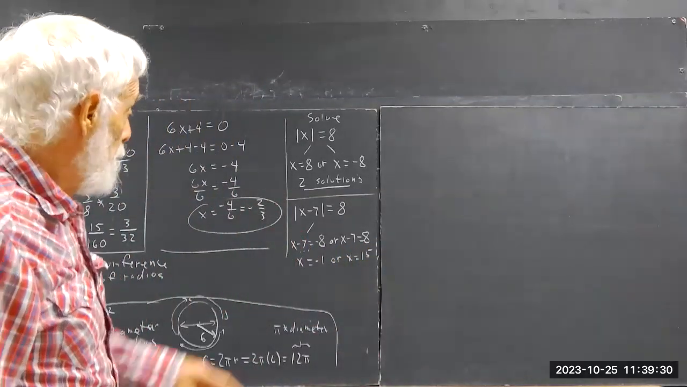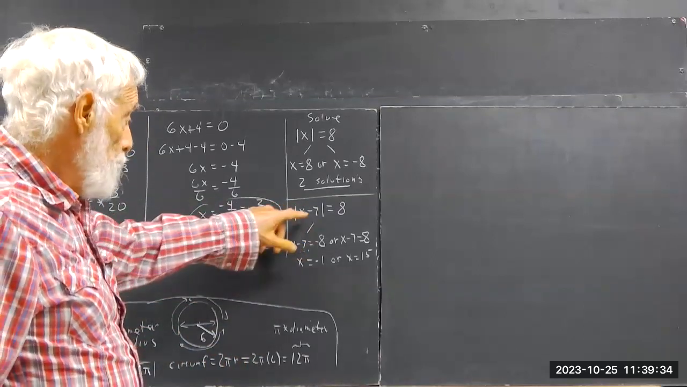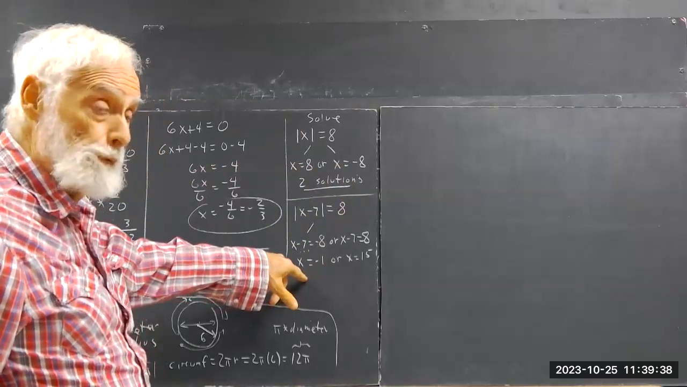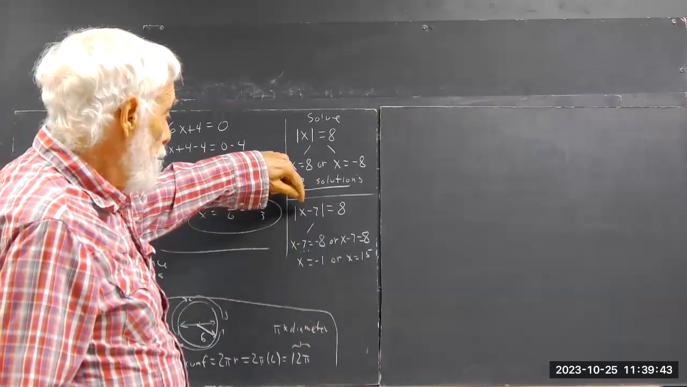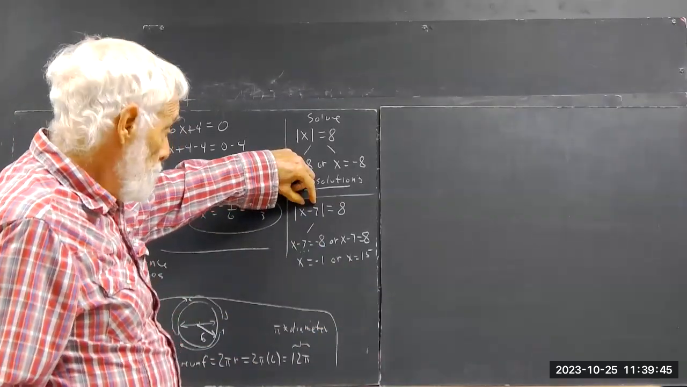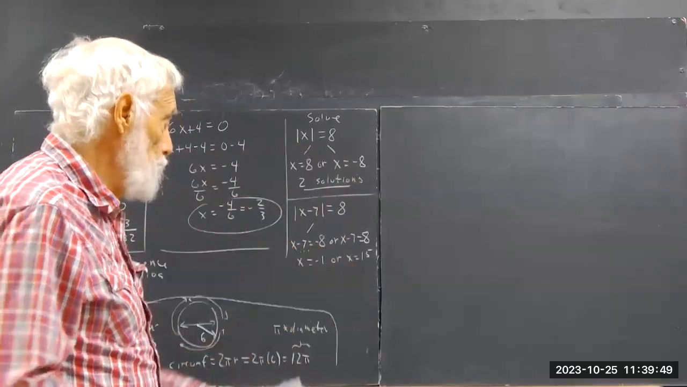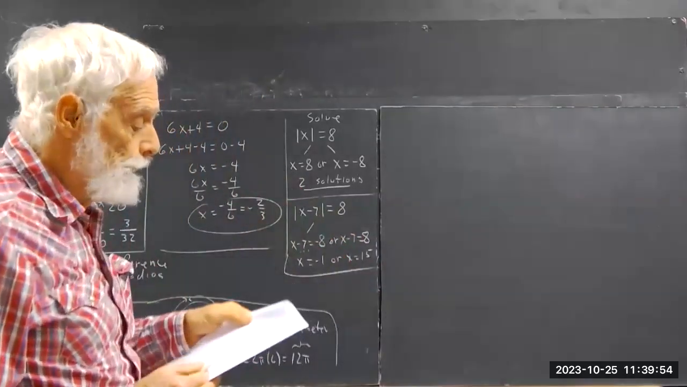We can check that. Plug in negative 1, you get negative 1 minus 7. Negative 1 minus 7 is negative 8, and the absolute value of negative 8 is 8, so x equals negative 1 works. If x is 15, you get 15 minus 7, which is 8. And of course, the absolute value of 8 is just 8, so 15 works. So we check and we verify. Okay.